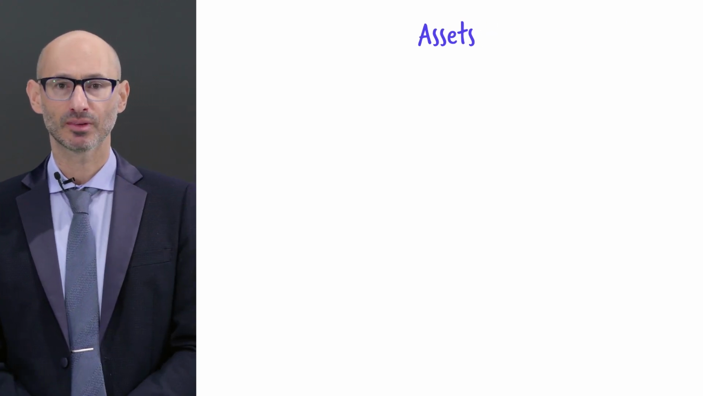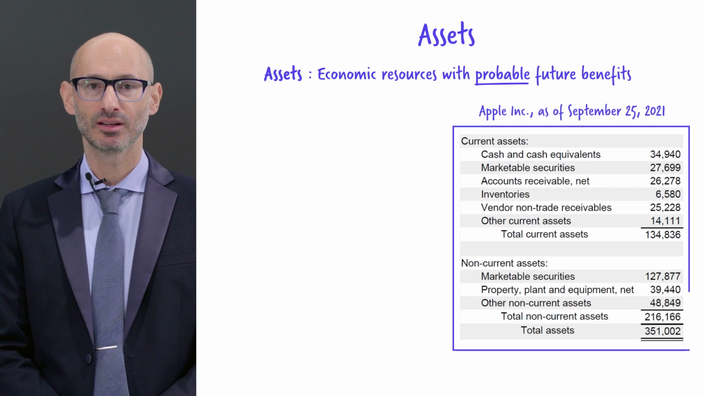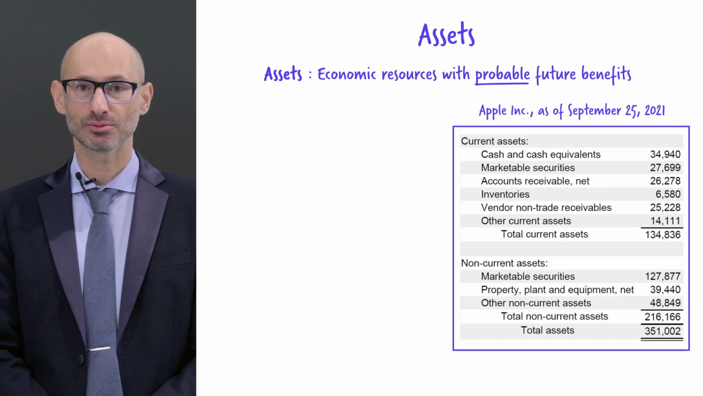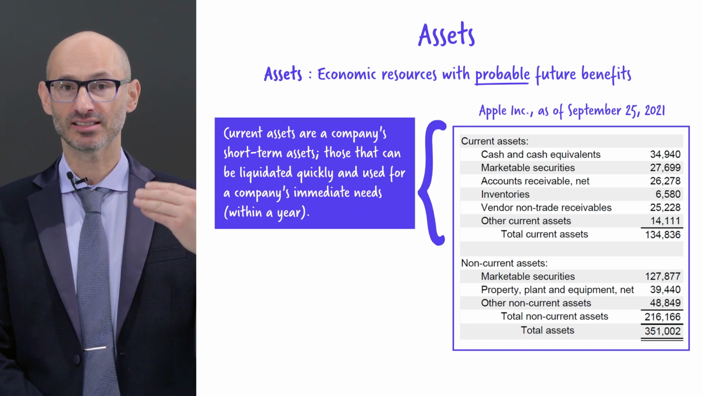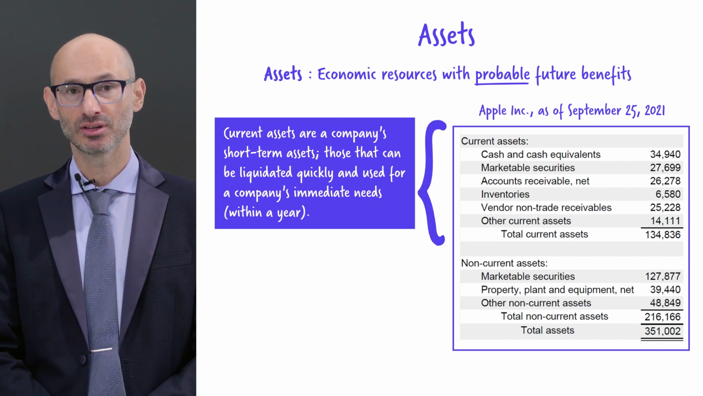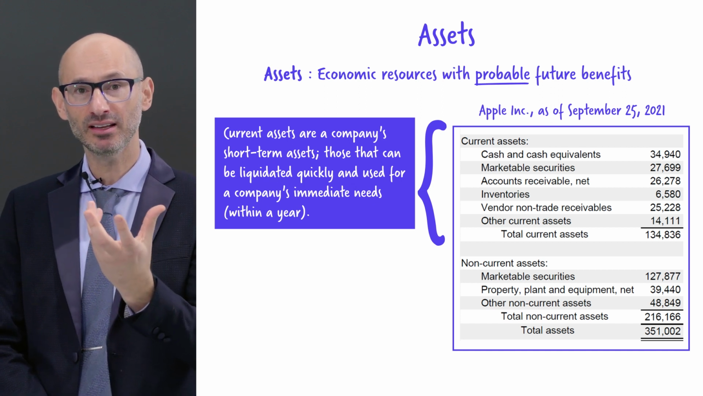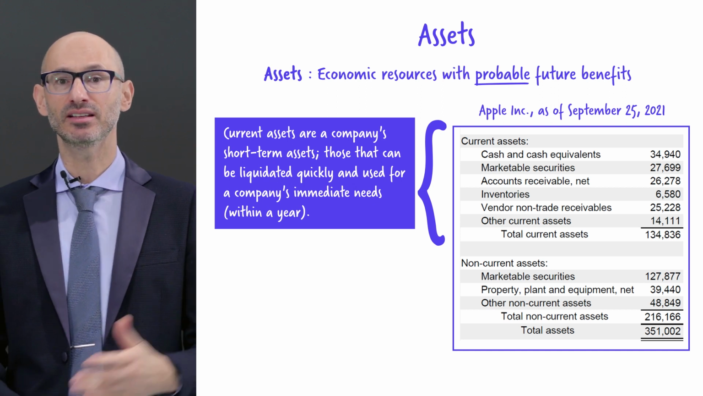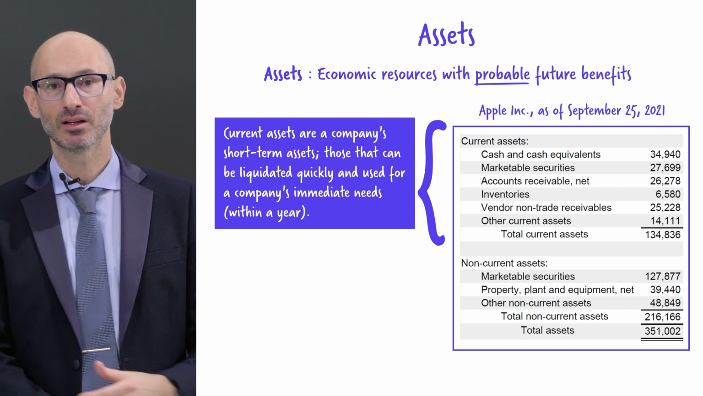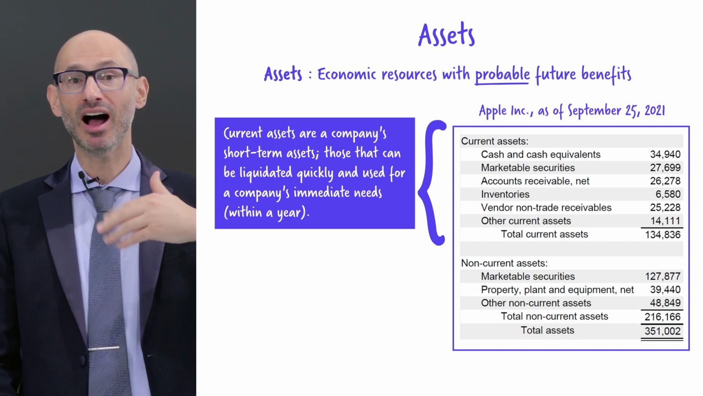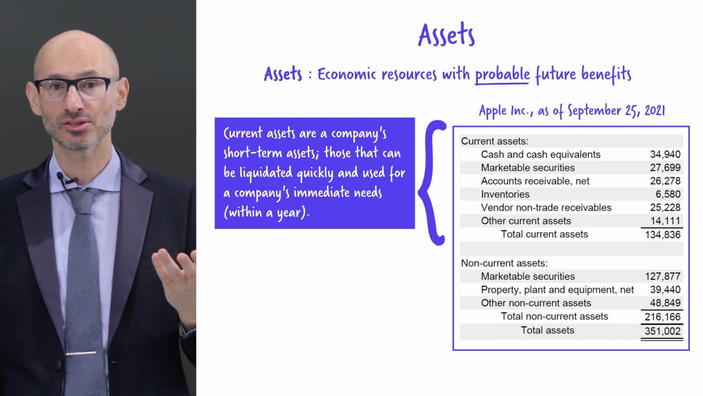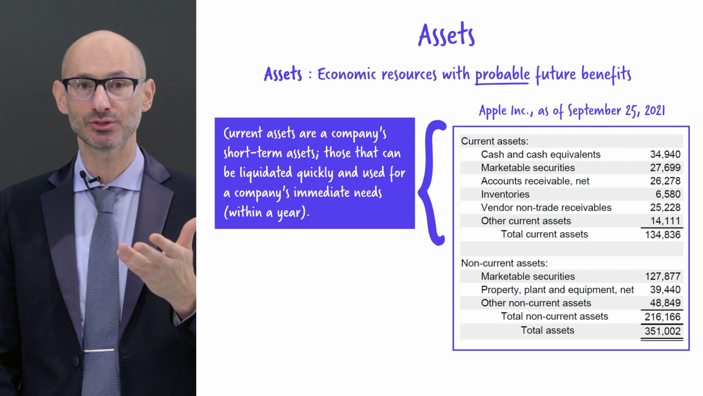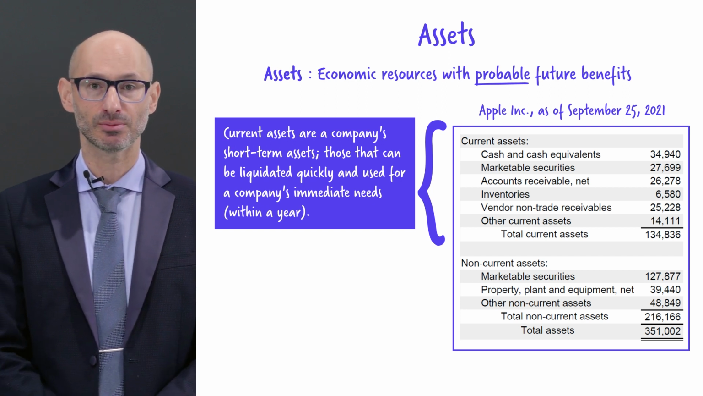Let us now dig a bit deeper into the balance sheet. Let us start with assets. Assets is split into two components, current assets and non-current assets. Current assets are a company's short-term assets, those that can be liquidated quickly and used for a company's immediate needs, normally within a year. Current assets are separated from other long-term assets because a company relies on its current assets to fund ongoing operations and pay current expenses.